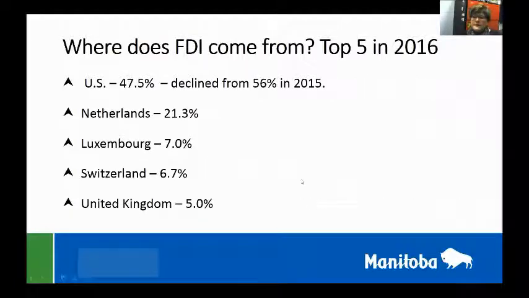Now, who are the companies that invest in Canada? The US is our primary country that invests into Canada. At 47.5% of all the greenfield investment comes from the US. This has declined significantly since 2015. And then the last four countries, Netherlands, Luxembourg, Switzerland, and the UK, are the next in the top 5. So those are countries that invest in greenfield development into Canada.